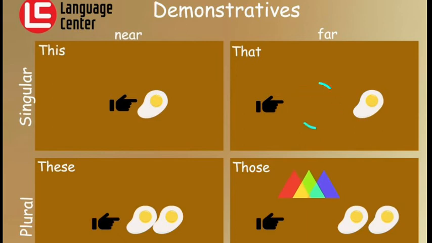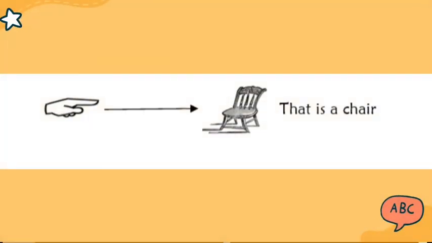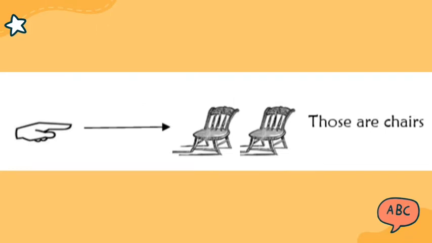The next, I will explain about the use of that and those. In bahasa Indonesia, that and those is itu. So, that is used for singular and those is used for plural. I will give you an example of that. That is a chair. And I will give you an example of those. Those are chairs.